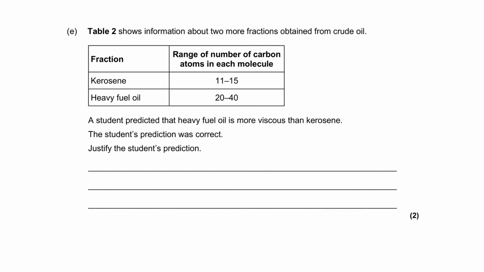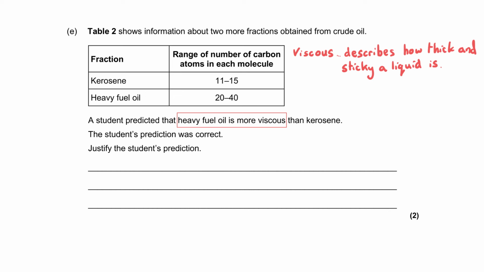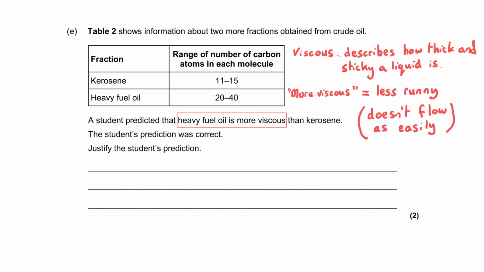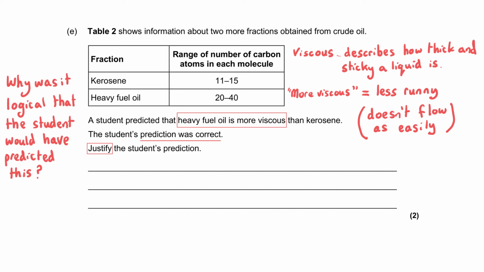The student predicted that heavy fuel oil is more viscous than kerosene. Viscous is sort of the opposite of runny, so if something is more viscous, it will be less runny. And we're told that the student's prediction was correct, and we've been asked to justify the student's prediction. In other words, say why we think the student was correct to make the prediction, not why it has been found that they are correct.